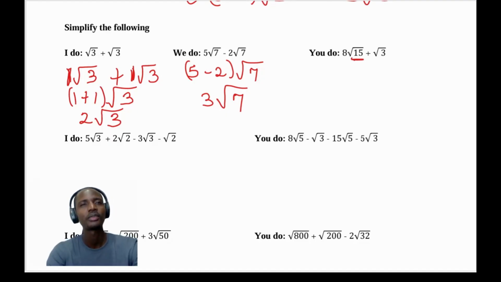Can we express root 15? Is it in the basic form? That's the question. 15 is 1 times 15, or 3 times 5. We cannot simplify that further. So that is in the simplest form, or the basic form.